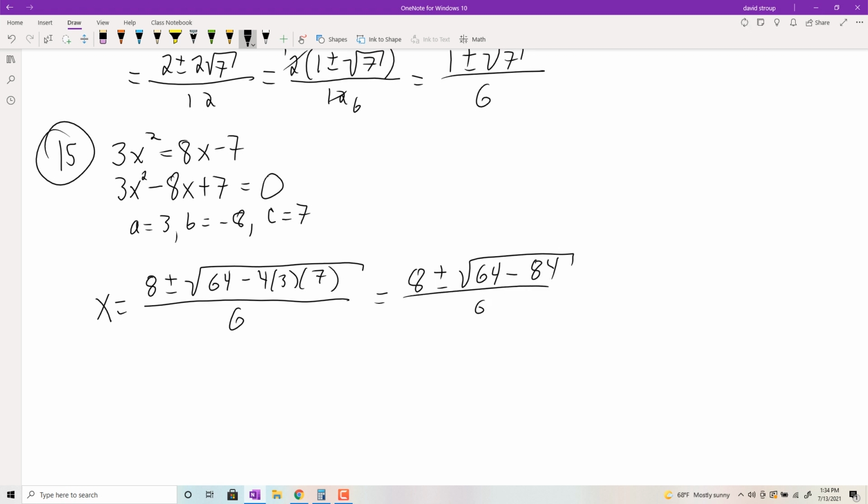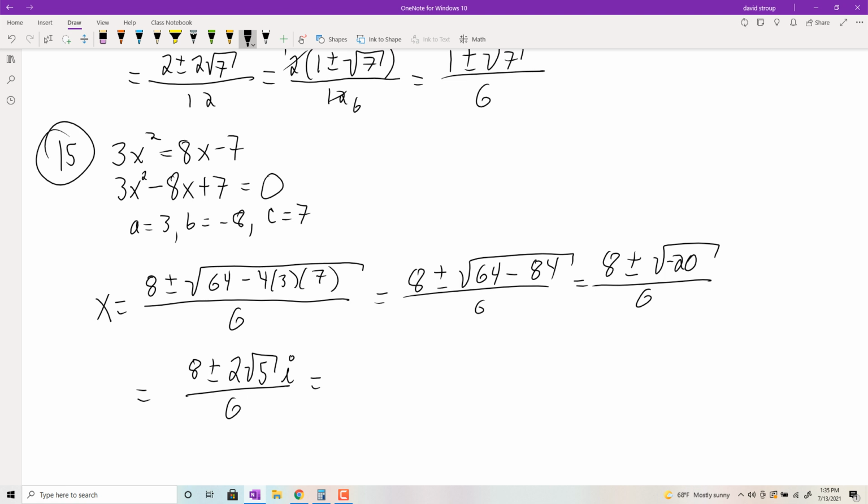over 6. So I'm getting 8 plus or minus root 20 i, or negative 20 if you want at first. Imaginary numbers are good here. You're allowed to use them. Okay, so we'll have 8 plus or minus root 20, which is the same as root 4 times 5, so you can march a 2 out the front door, march an i out the back door, and then all over 6.